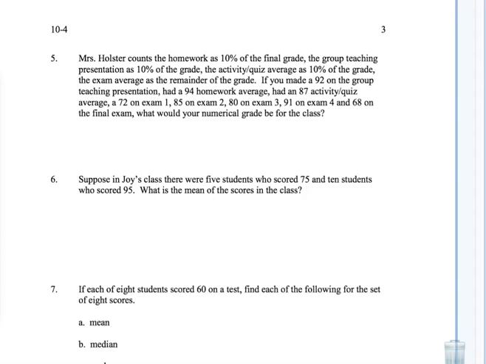All right, so this one, yours might say Miss Lacey, it might say Miss Holster, the textbook changes, same problem though. So this one, we're not calculating a grade as easily, we're calculating it off of percents. So homework in this class is 10% of the final grade, group teaching is 10%, activities and quizzes are 10%, the average exam is the remainder of the grade. If you made a 92 on the teaching presentation, a 94 on the homework, an 87 on the activity and quizzes, 72 on exam 1, 85 on exam 2, 80 on exam 3, 91 on exam 4, and 68 on the final exam, what would your numerical grade be for the class?